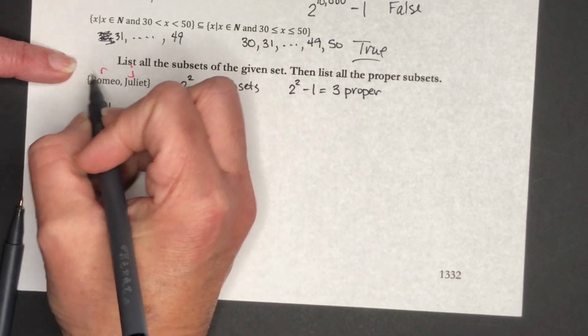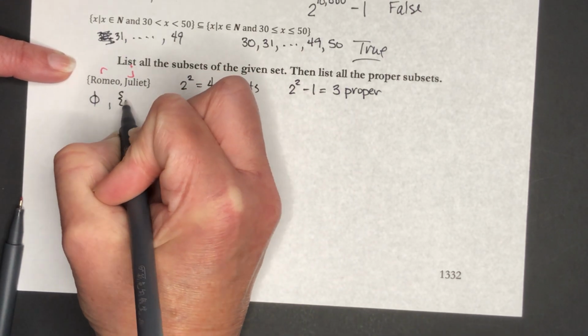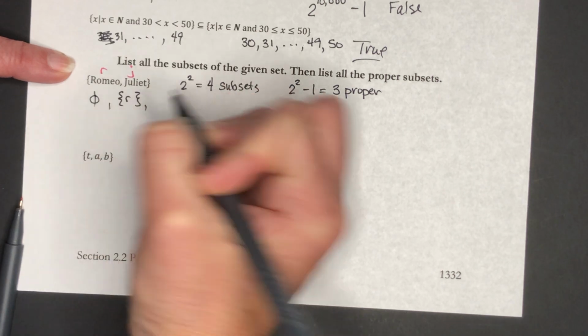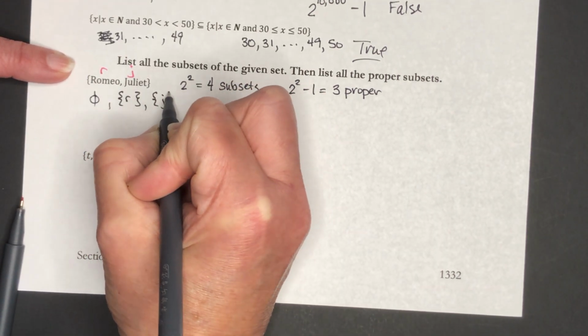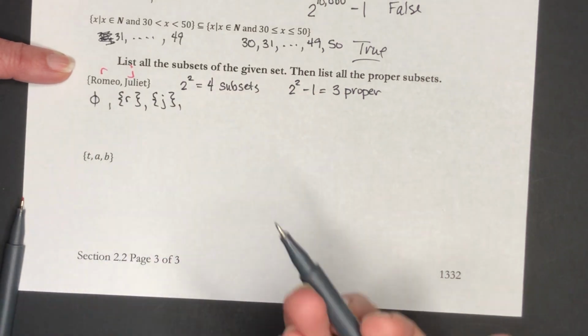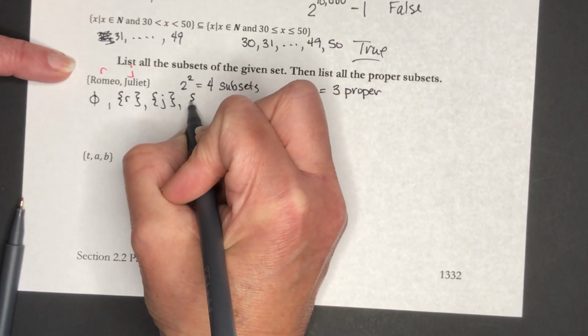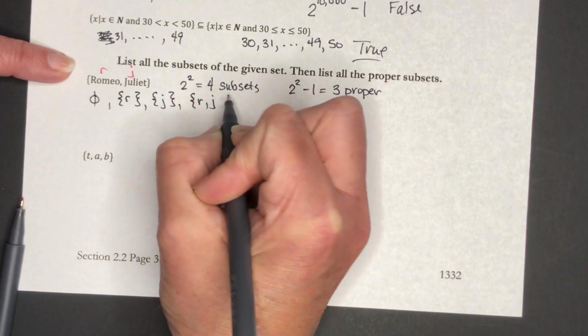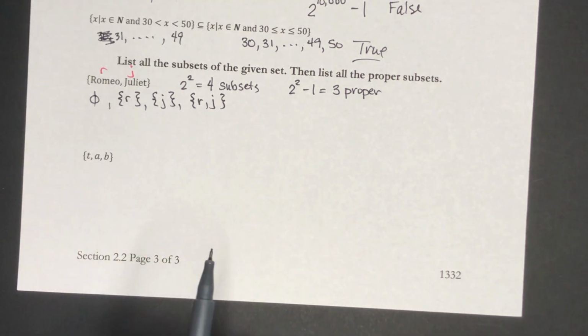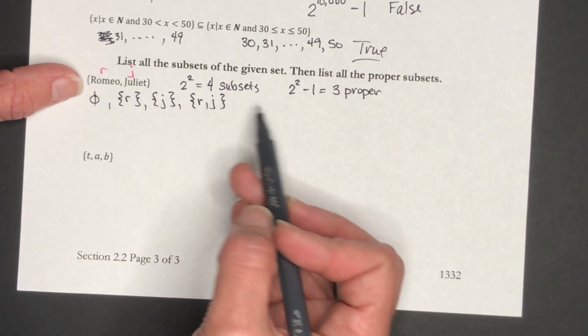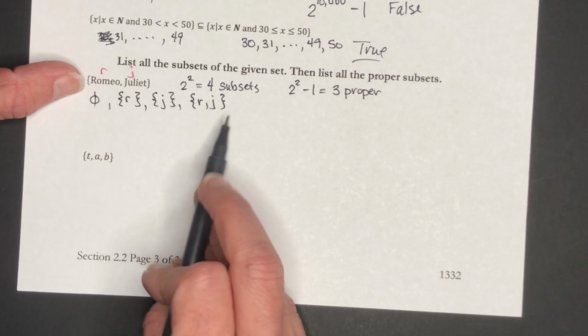Now we go up to 1 element. Well, I can do an R. Then I can do a J. And then I go up to 2 elements, which gives me the R and the J. Now I would keep pairing things up until I had all the possible pairs, and then I would move up to 3 elements, 4 elements, 5 elements, however many I needed to go to in order to list them all. So here I have 4 subsets, just like I expected.